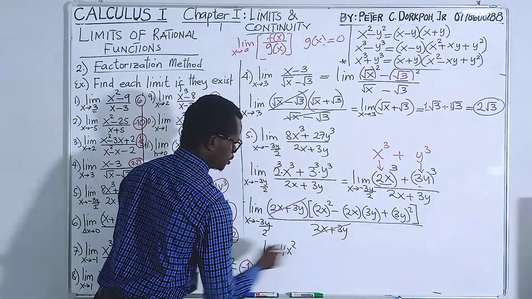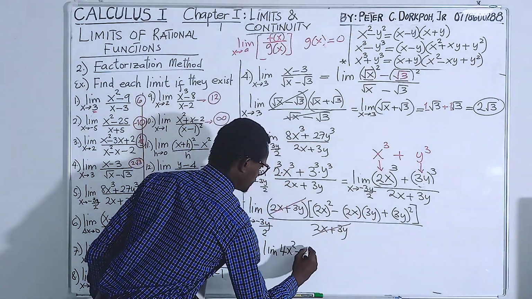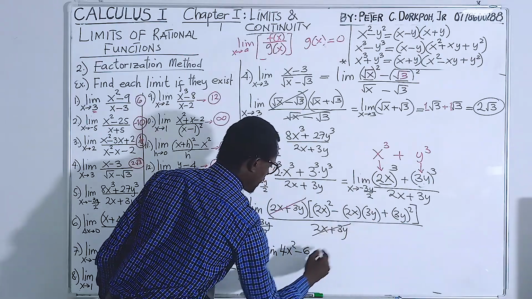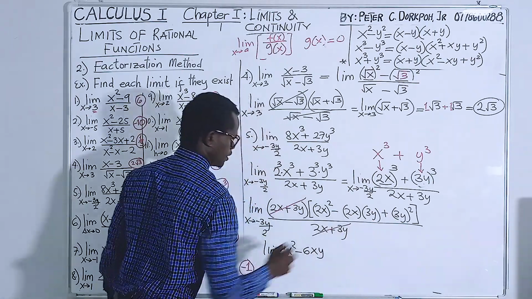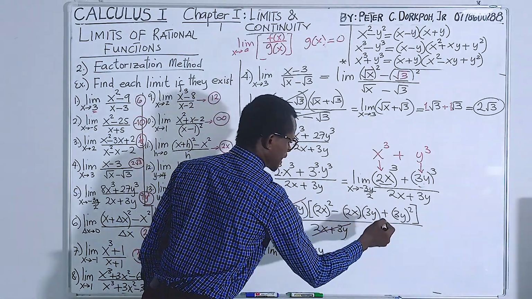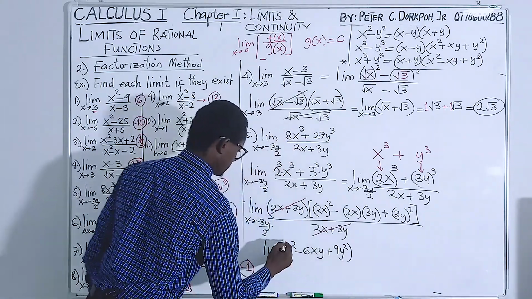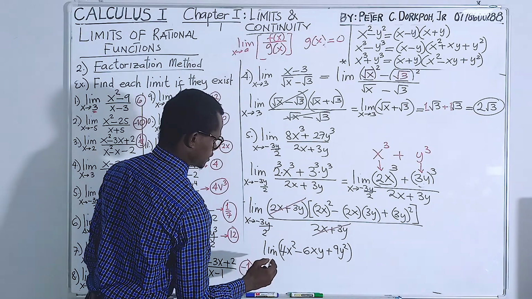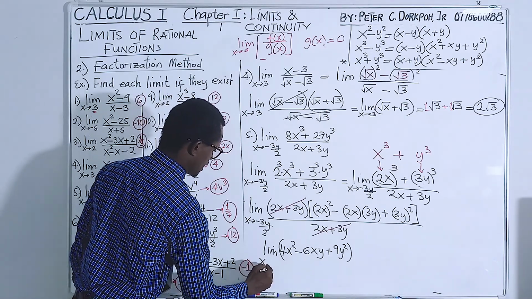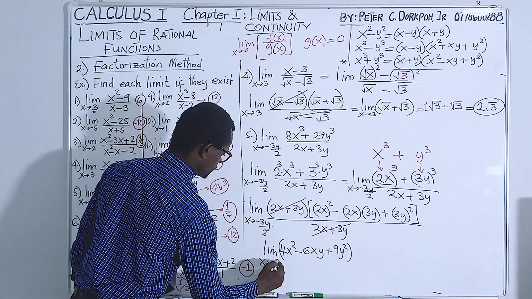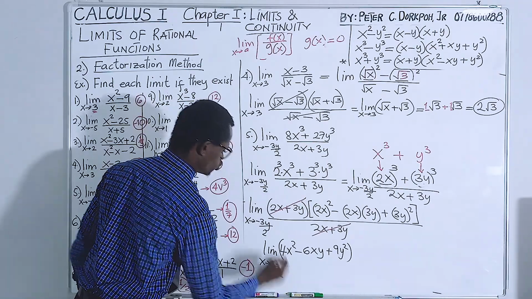Now we have the next one. 2 times 3 is now 6. X times y is just xy. Then 3y times 3y is 9y squared. As x is now approaching minus 3y all over 2.